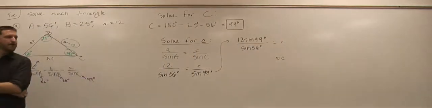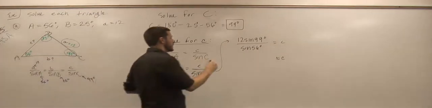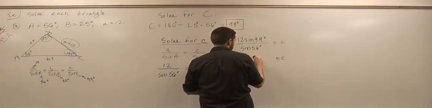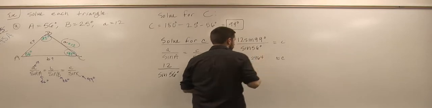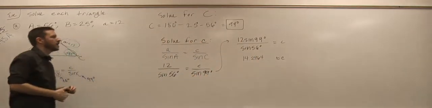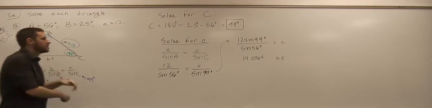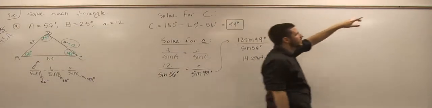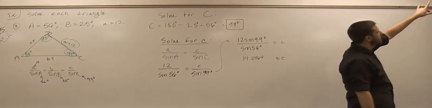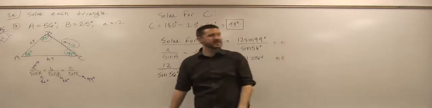What do you get? 14.2964. Now, anybody else get that? Okay, all right. So the instructions say, round your angle measures to the nearest degree and side lengths to the nearest tenth.